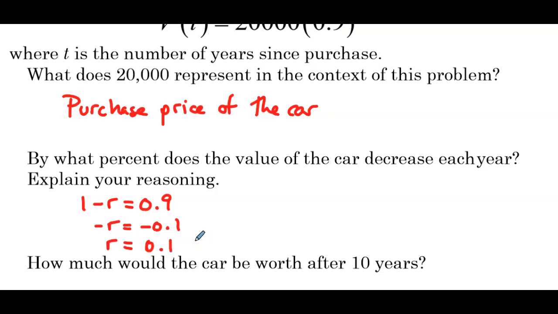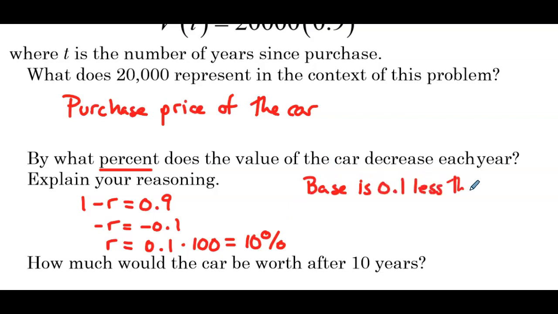0.1. Again, we have a decimal equivalent, but we need a percent answer. So we need to multiply by 100, and we would get 10%. So the value of the car is decreasing by 10% each year. And our reasoning is the base is 0.1 less than 1, which is 10%.